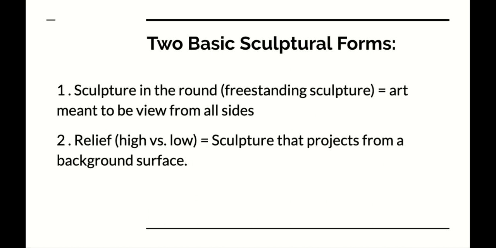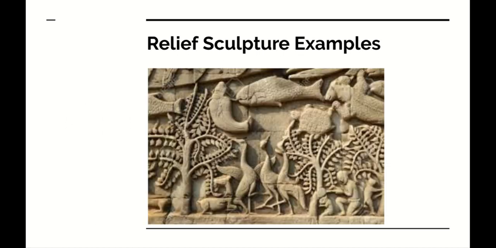So there are two basic forms. One is sculpture in the round or a freestanding sculpture. So that is art that is meant to be viewed from all sides. And then there's also relief sculpture. And under that umbrella, we can have high relief versus low relief. And that is when the sculpture projects from a background surface.